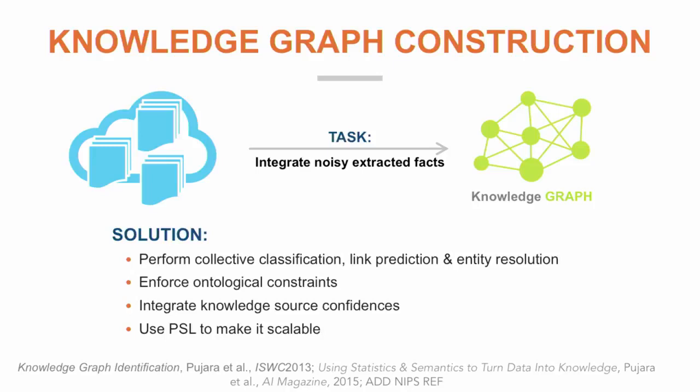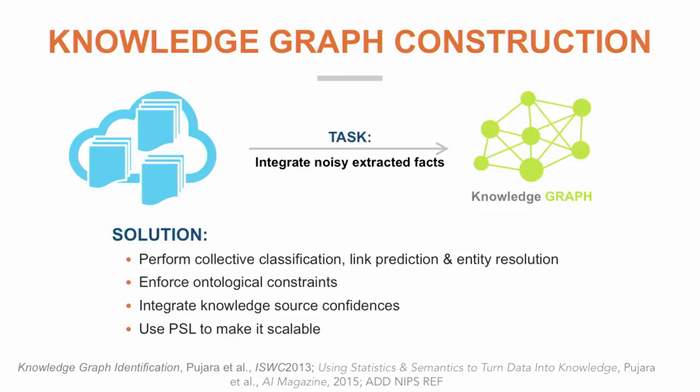And the cool thing is that we can actually use exactly the patterns that we gave at the very beginning, this kind of collective classification, this link prediction, this entity resolution, all are super important in constructing the knowledge graph. But then on top of it, we can use ontological constraints. And ontological constraints are things like subsumption relationships, mutual exclusion relationships, which are super useful.